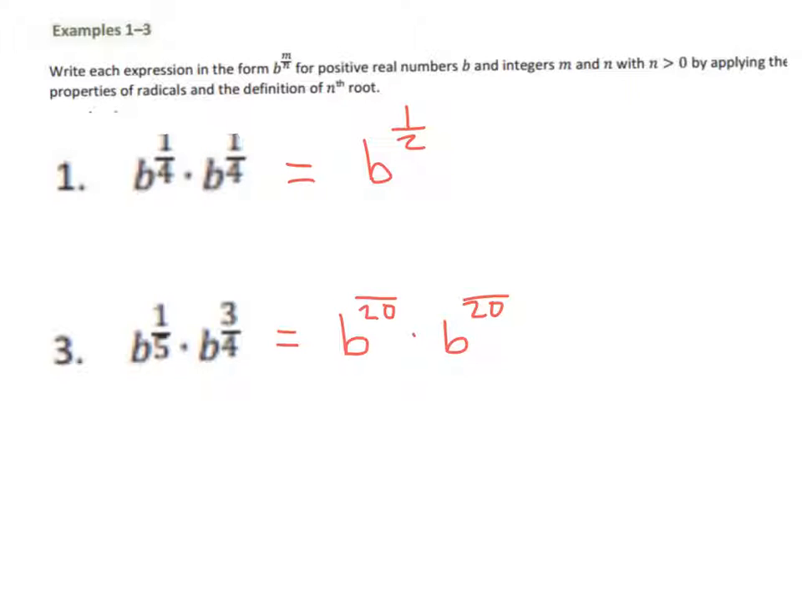How do I go from 5 to 20 here? I multiply by 4. So I get 4/20 here. That's the same thing as 1/5. And this one, how do I go from 4 to 20? It's times 5. 5 times 3 is 15. So remember, we're multiplying, so we keep the base and add the exponents. 4 plus 15 on the top makes 19/20. And that is my answer. That's in number 3. We'll be doing number 2 in class. So that's how we leave it with fractional exponents.